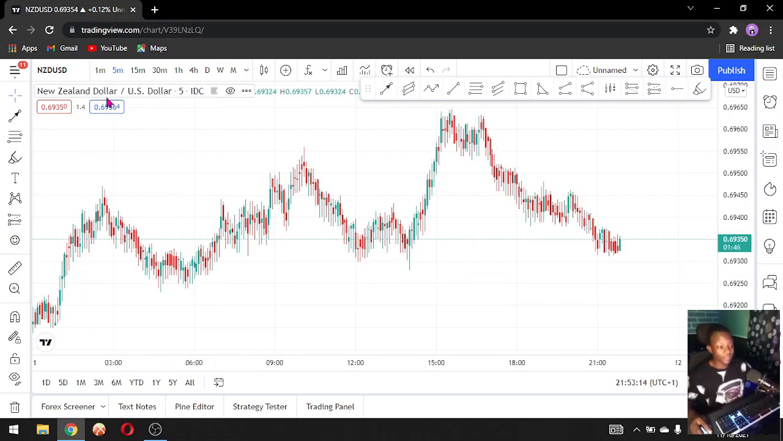Basically, we have 9 major time frames: the 1 minute, the 5 minutes, the 15 minutes, the 30 minutes, 1 hour, 4 hour, the daily, weekly, and lastly the monthly time frame. These are the major time frames that 99% of forex traders use.